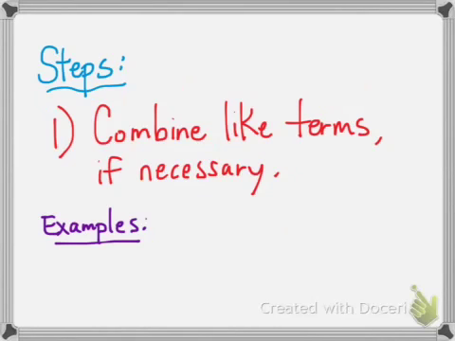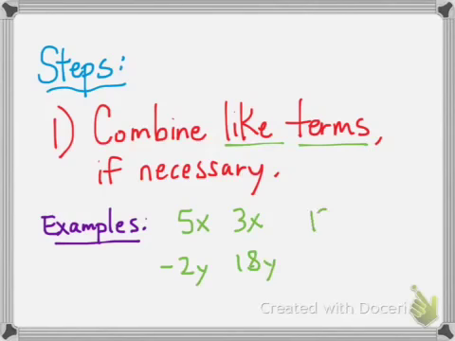The first step is to combine like terms if necessary. So examples of like terms, just a quick review: a few examples would be 5x and 3x. These are like terms. Another example would be negative 2y and 18y. These are also like terms. And one last example is 13p and negative 12p. These are all like terms because they have the same variable parts, so I can combine them or add them together if they have the same variable.